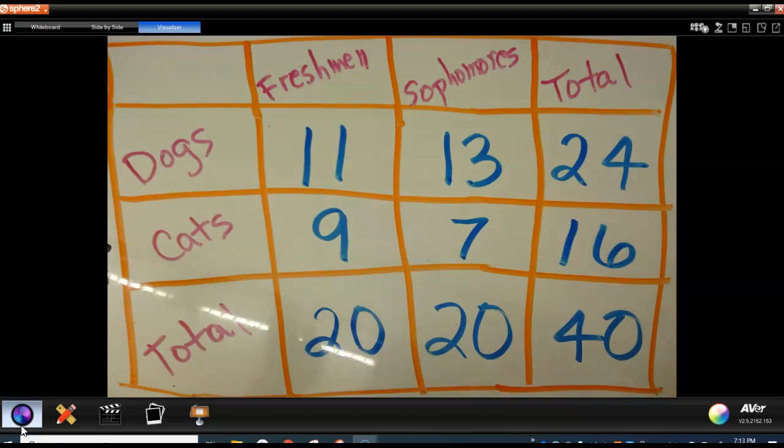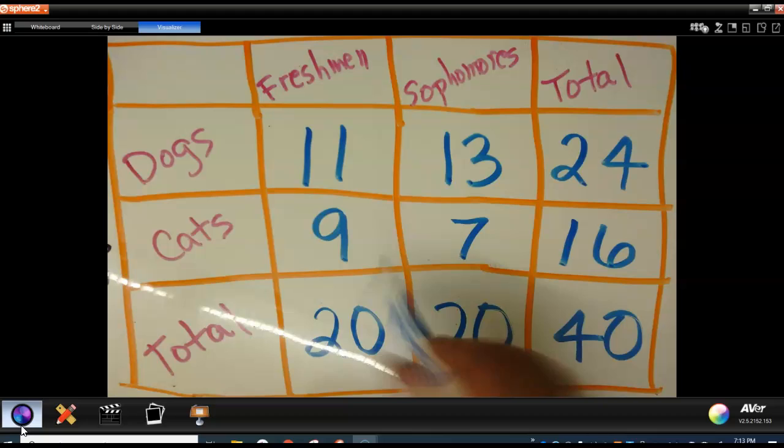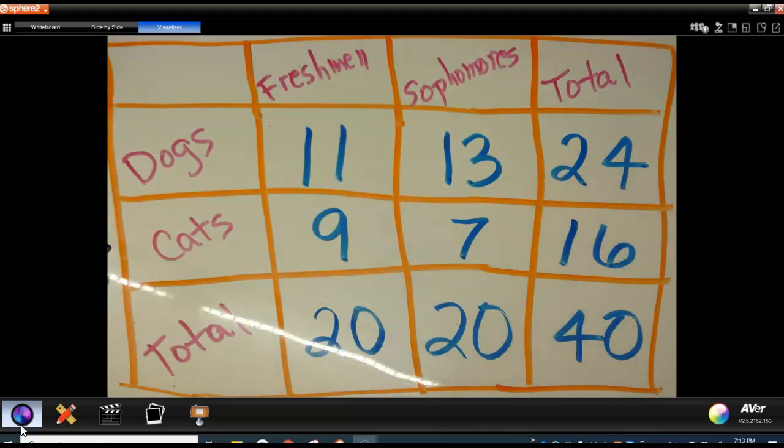The important thing, though, is that when you're done with a table like this, my expectation is that these are going to add up and these are going to add up, that every column and every row adds up correctly. If they don't, you did something incorrect. So now that we have our table filled out, let's answer some more questions.